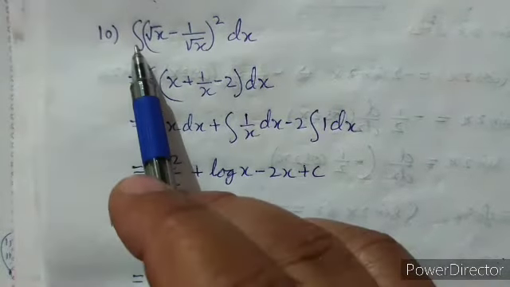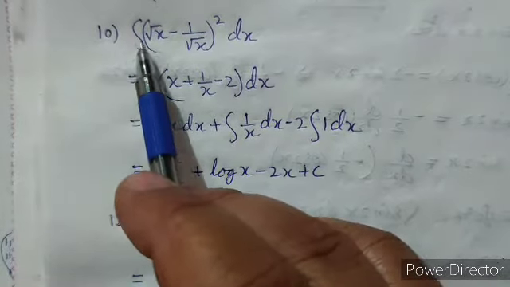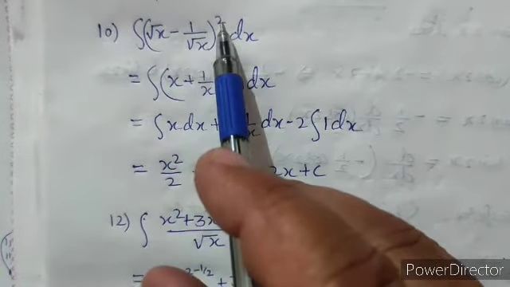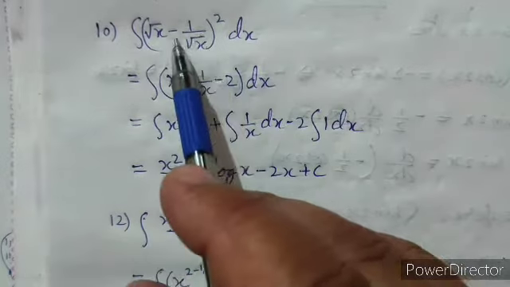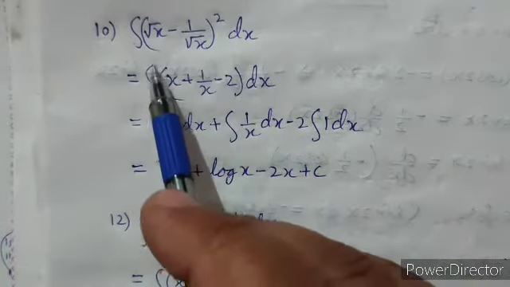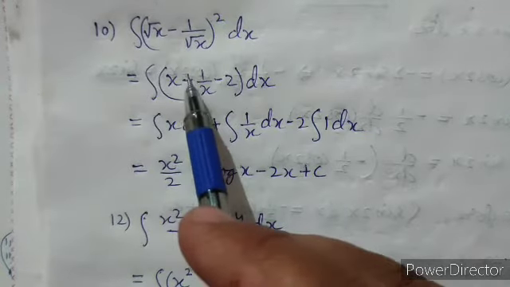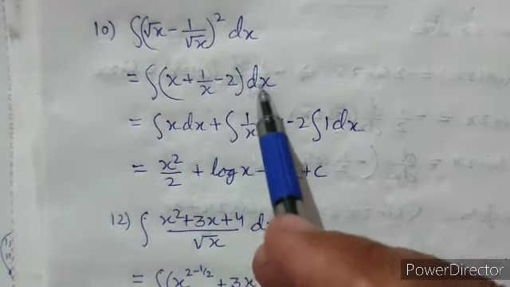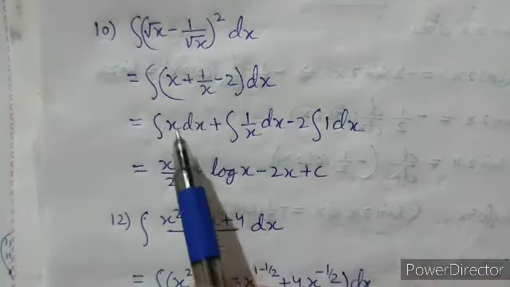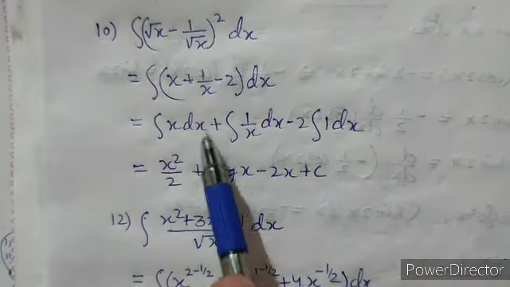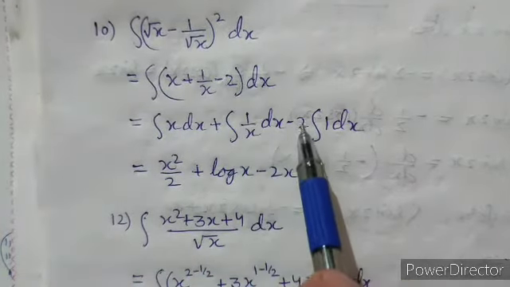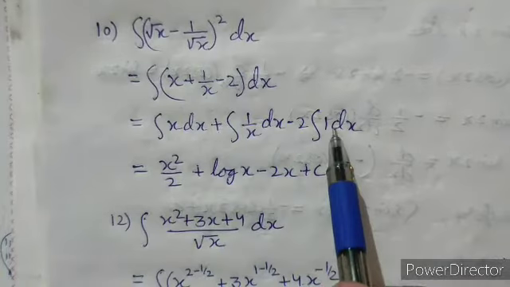Now in question number 10, we have to find the integral of (root x minus 1 upon root x) whole squared. Now here we can apply the formula of (a minus b) whole squared, and that will give us the integral of (x plus 1/x minus 2) dx. Now these can be written separately as the integral of x dx plus the integral of 1/x dx minus 2 times the integral of 1 dx.